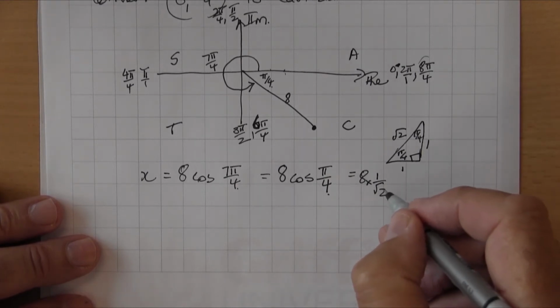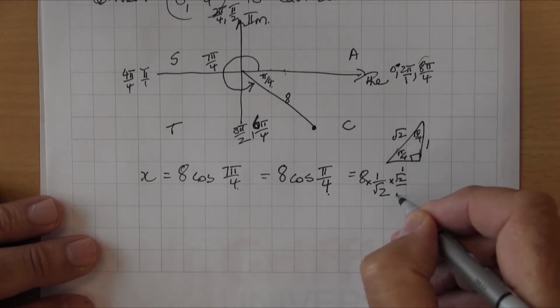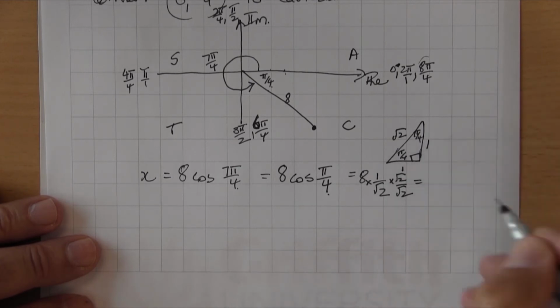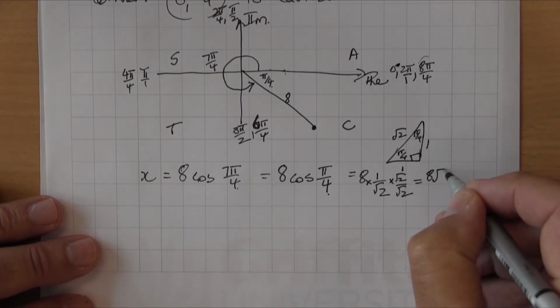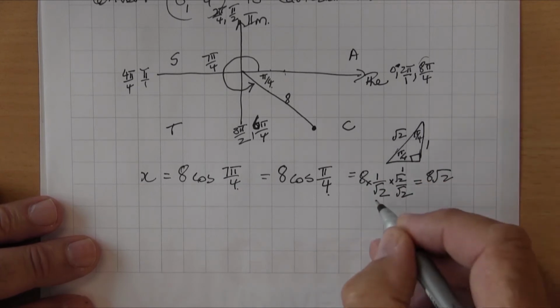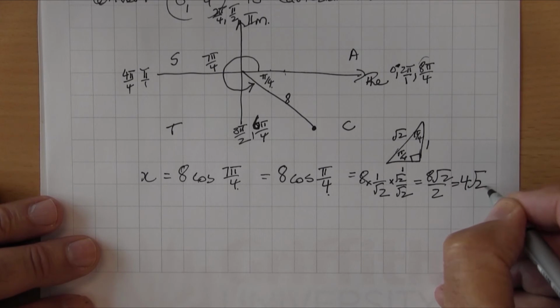It is common not to put a surd on the bottom, so we can multiply top and bottom by root 2 over root 2. And we get 8 root 2, 8 times root 2 over 2. So that's equal to 4 root 2.